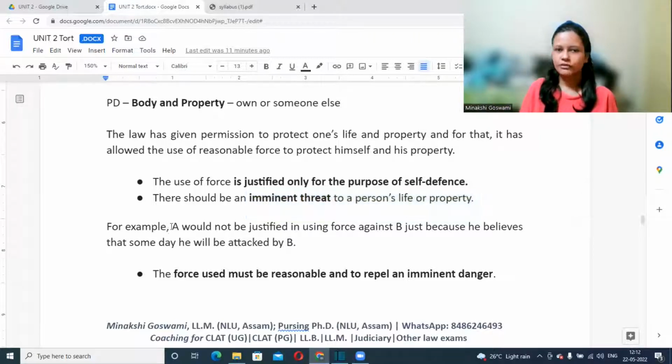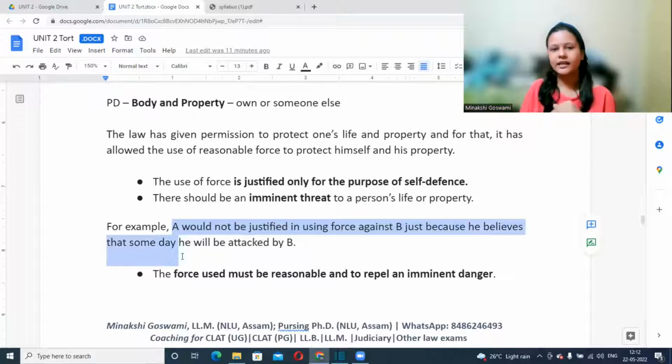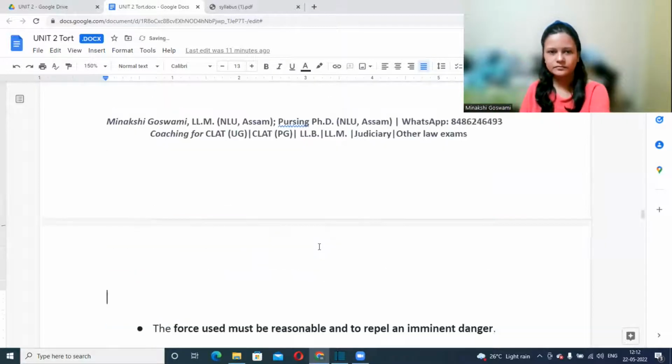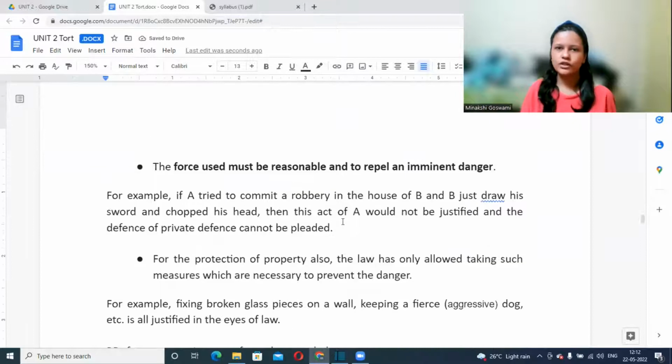Okay. For example, A would not be justified in using force against B just because he believes that someday he will be attacked by B. Someday is not applicable here. It should be immediate. Right now itself, this person might attack me. There it is applicable. So we can use force in order to prevent the situation from taking place.